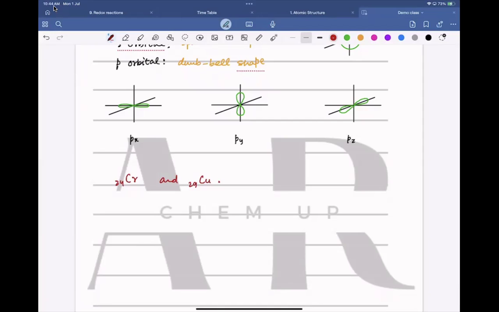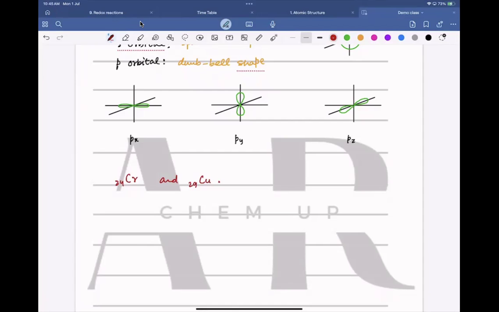Yes, Alishba, are you done? Yes, sir. So can you tell me the configuration, both of the configurations?